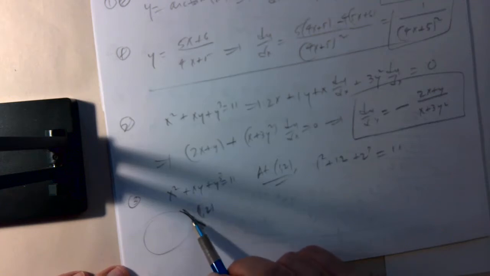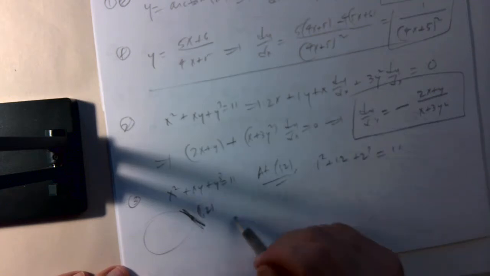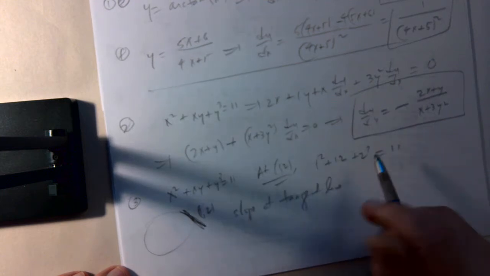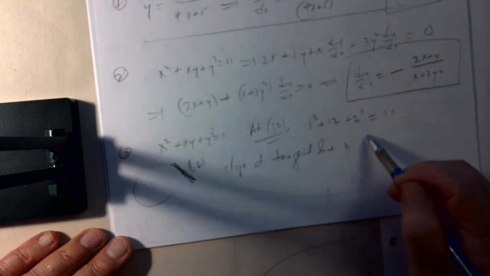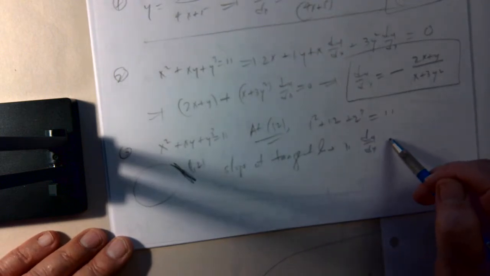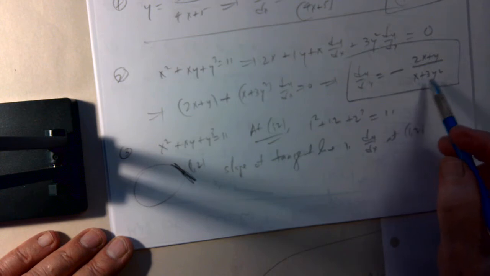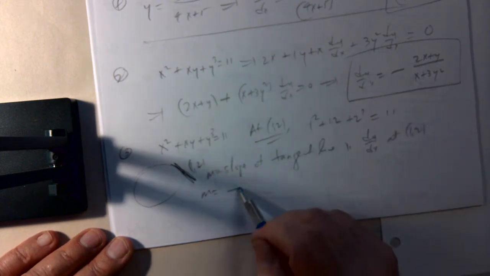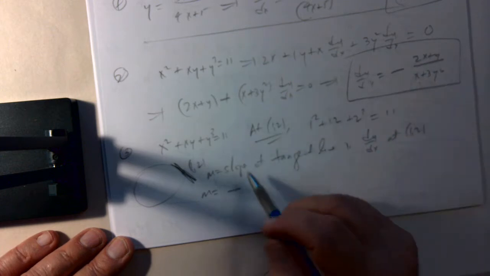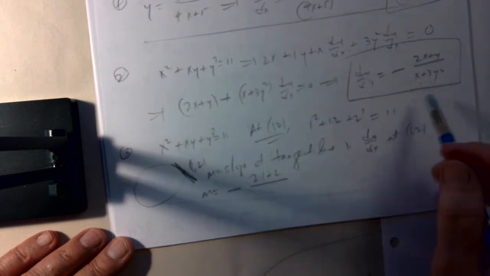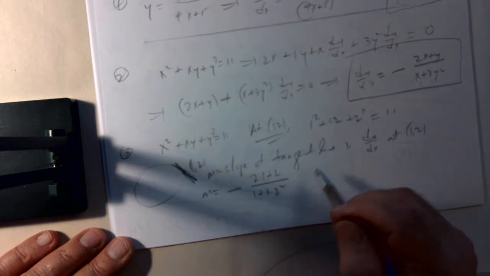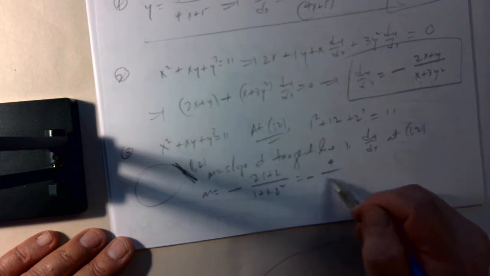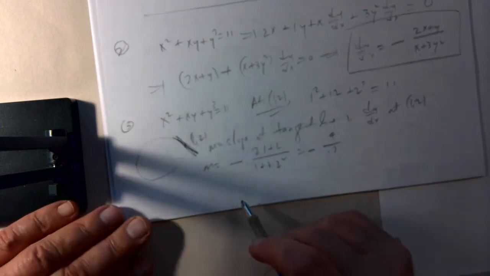And what is the equation of the tangent line? Well, the slope of the tangent line is dy/dx evaluated at the point 1, 2. So this is dy/dx, call the slope m. So m is minus (2 times 1 plus 2) over (1 plus 3 times 2 squared). That's minus 4 over 3 times 4 is 12 plus 1, minus 4 over 13. That's the slope of the tangent line.